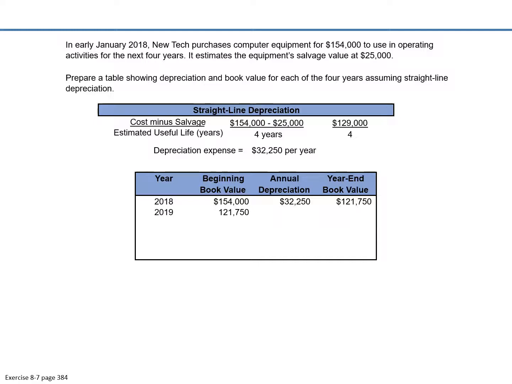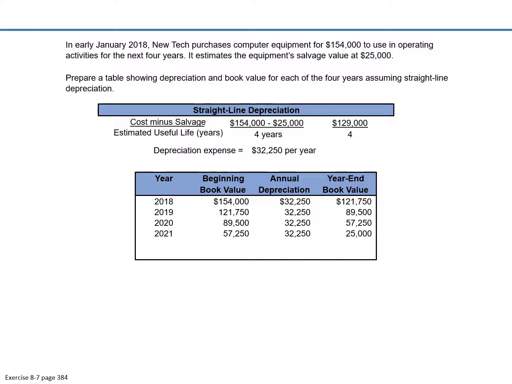Year 2, we have 121,750 minus our annual depreciation for a total of 89,500. Next year, we start at 89,500 minus our annual depreciation for an ending value of 57,250. 2021, we start with 57,250 minus 32,250, our year-end book value of 25,000, which is what it should be.